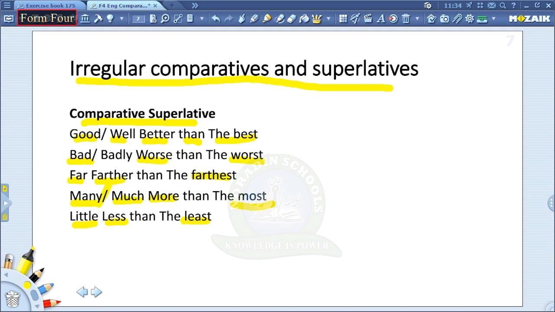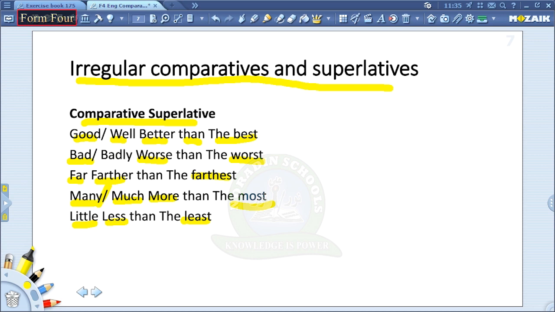The superlative, we're going to use best. Bad, we're going to use worse. This is the comparative, this is the positive degree, and worse is a comparative degree, and worst is a superlative degree.